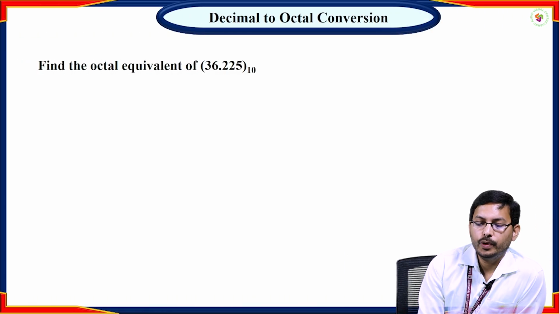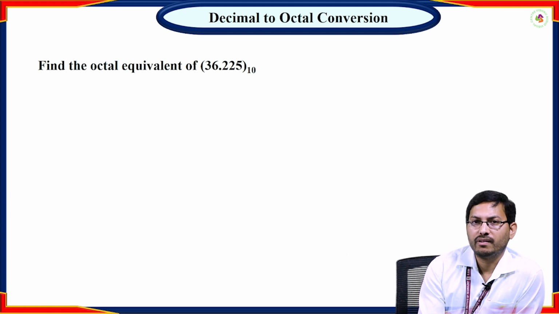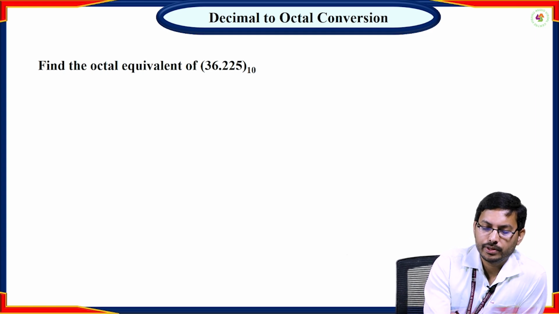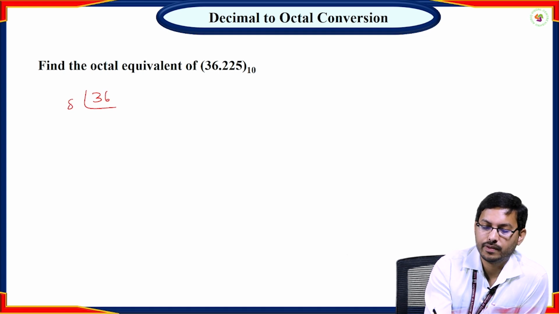Coming to the next example, this time I am taking a fractional decimal number to convert into octal. Just before that, whatever we have done previously, take here again 36 and divide it by 8. First of all take this 36, right? So here 8 4s are 32. So here the remainder is 4.